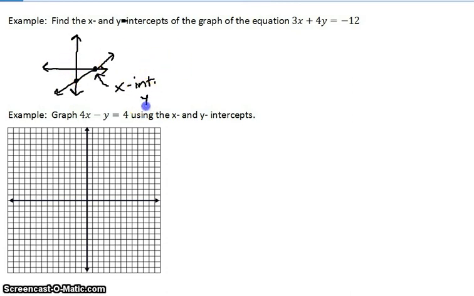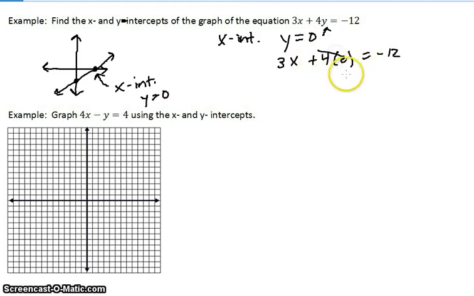It's not moving up or down any. So that means that the y-coordinate, since it's not moving up or down any, is automatically 0. So if you're going to find the x-intercept of something, you're automatically going to make the y-coordinate of it 0. So I'm going to plug that in to this equation. So I'm going to have 3x plus 4 times 0 equals negative 12.